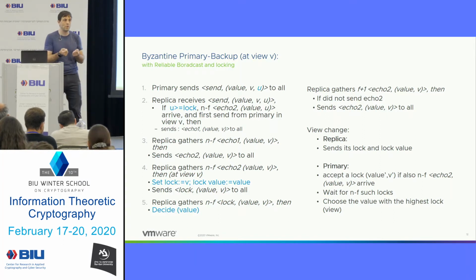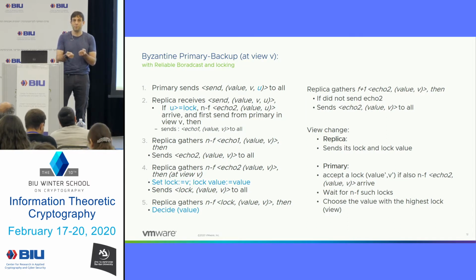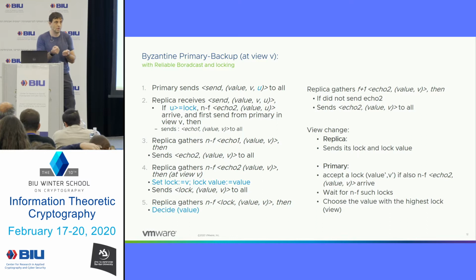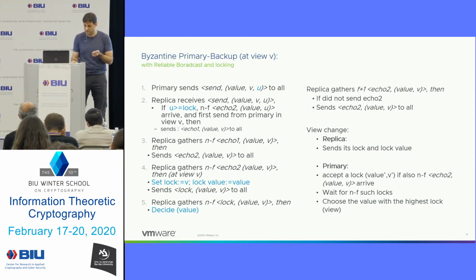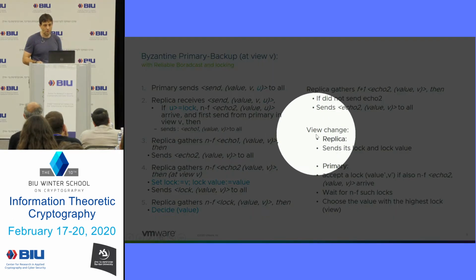When a new primary arrives, it has to choose which value it wants to send to everyone. Remember, it can't just send its own input, because it could be that there was a decision in the previous view or in some even older view, and so this new primary must make sure that it's choosing safe decisions. So this is this view change.